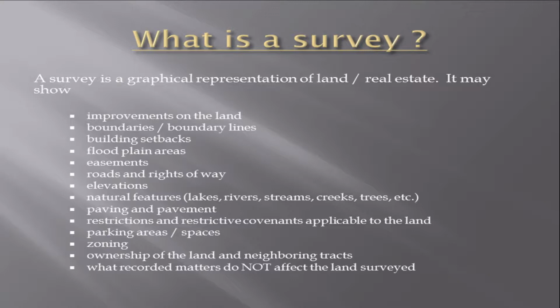Surveys can even show restrictions and restrictive covenants applicable to the land. Now, those really aren't graphic in nature, but a survey will sometimes have a note that says the restrictive covenants in volume X, page Y, apply to this lot. Or they might say the restrictions in volume X, page Y, do not apply to this lot. And that's useful information. The surveyor is determining what land is applicable to the title work.